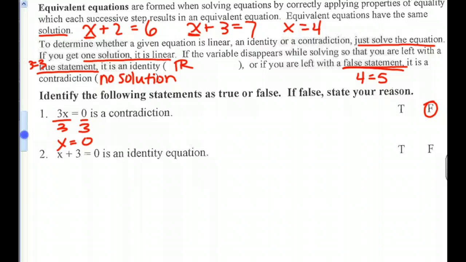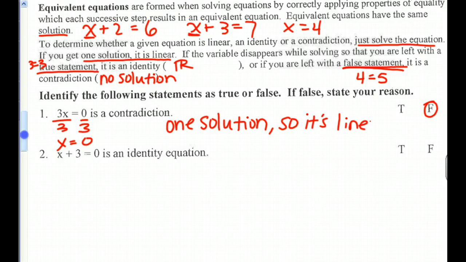So we know that this has one solution. So it's linear.